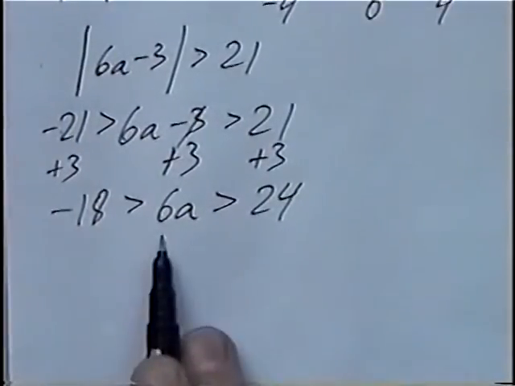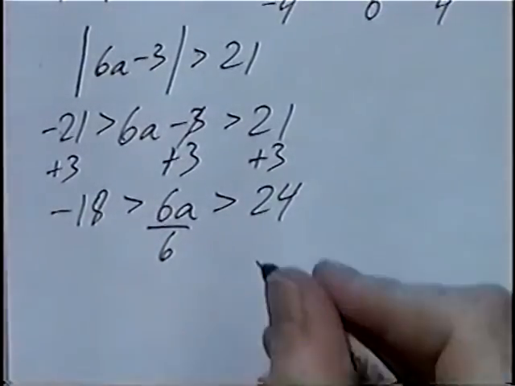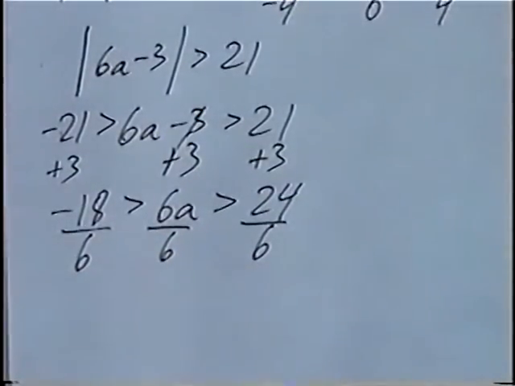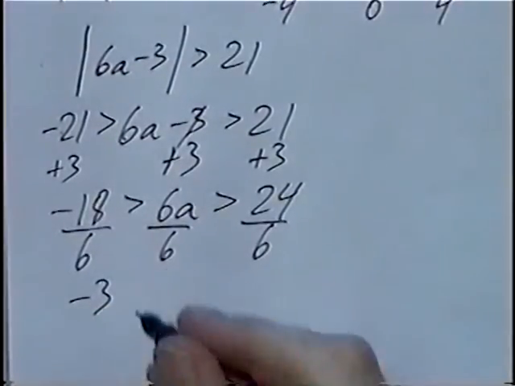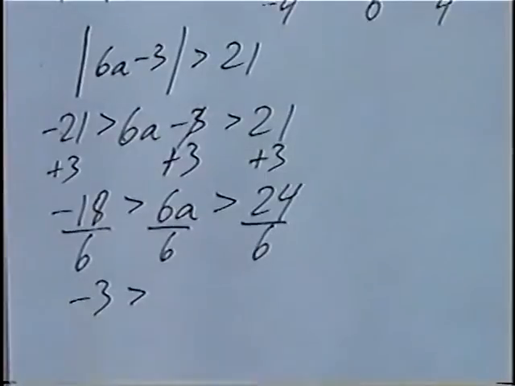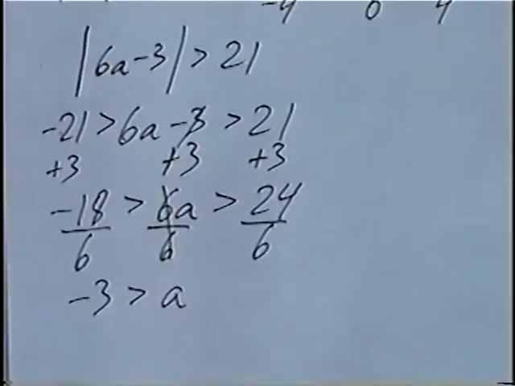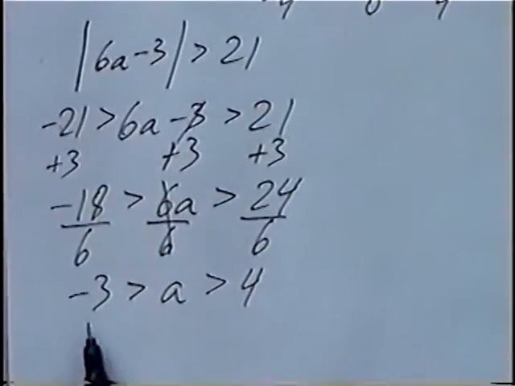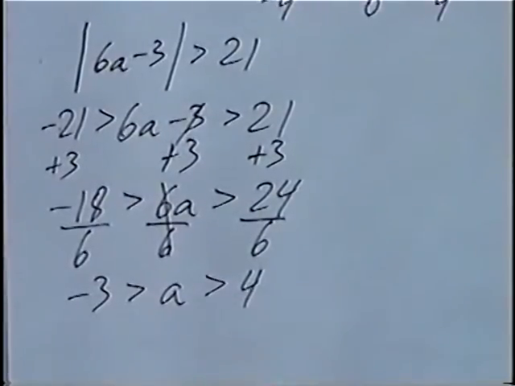And the last step to solve 6a, to get rid of the 6, we can divide by 6. And again, we'll divide the right-hand side by 6 and the left-hand side by 6. Negative 18 divided by 6 would be negative 3. The inequality stays the same when you divide by a positive number. 6's would cancel. We'll be left with a in the center section is greater than 4. So the solution to the inequality, negative 3 greater than a, is greater than 4.